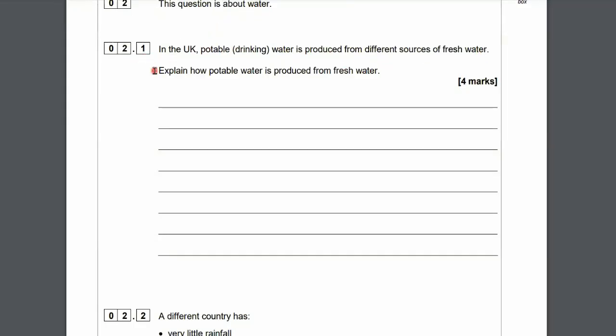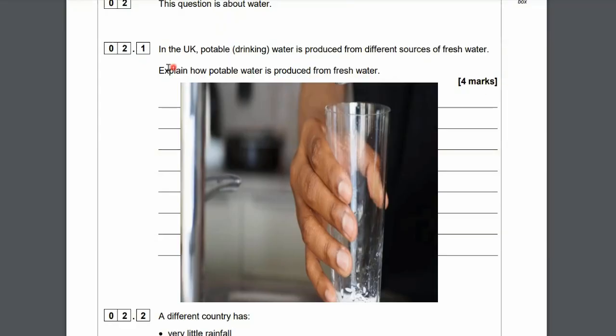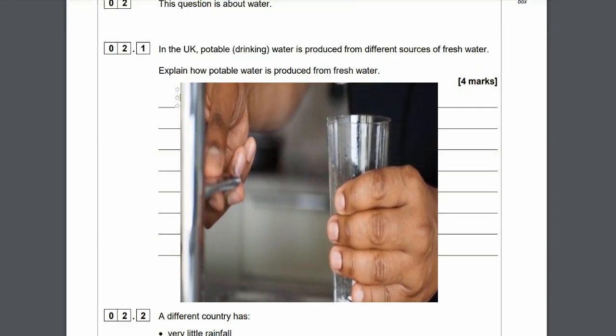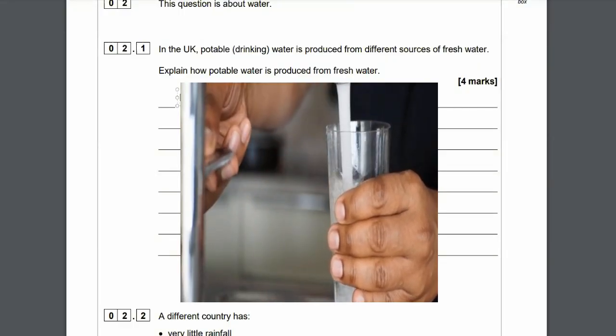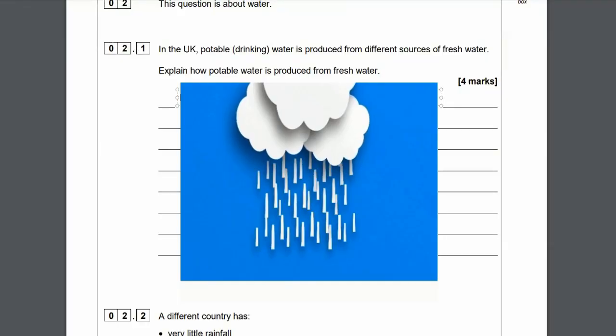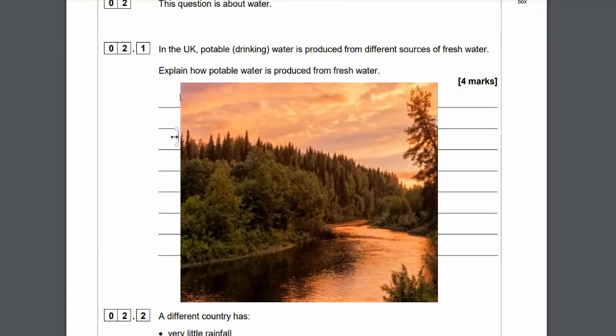In the UK, potable drinking water is produced from different sources of fresh water. Explain how potable water is produced from fresh water. Potable water is any water you can put in a pot, like a cooking pot, or you can drink, safe. And basically, we make it when it rains, you get ground and surface water, or you get rivers and lakes.